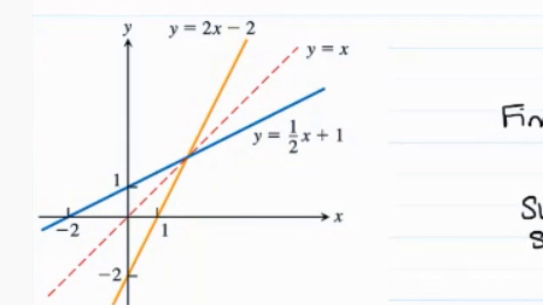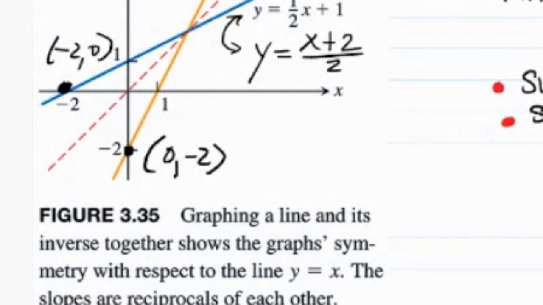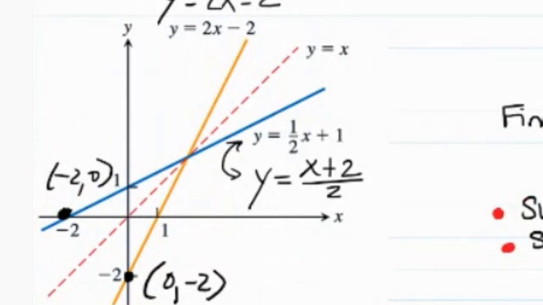Here's an example of a pair of inverse functions. We have the function y equals 2x minus 2, and we have the function y equals 1/2 x plus 1. What we're interested in, of course, is derivatives, right? And what are derivatives? They're the slope of the function.